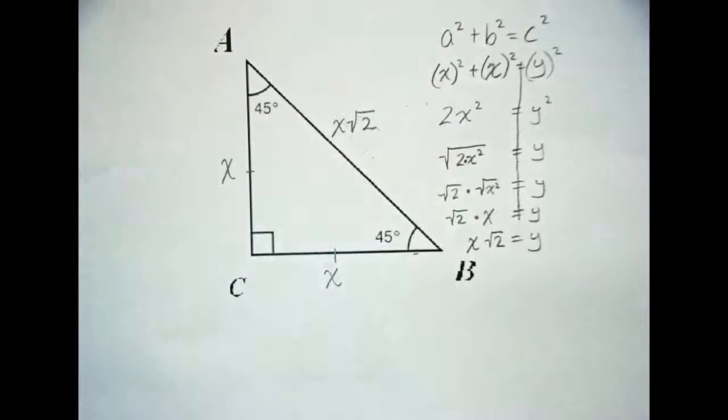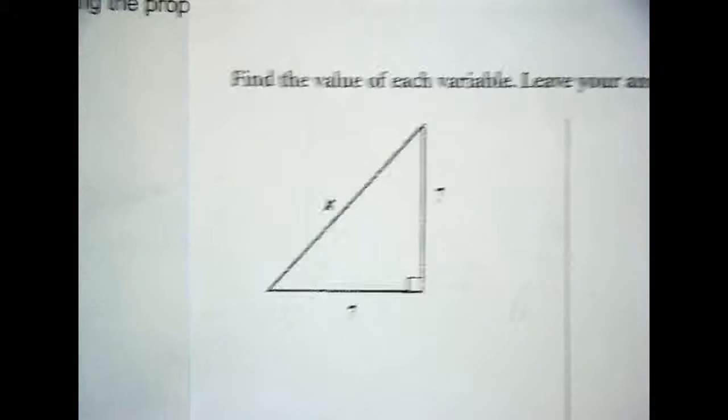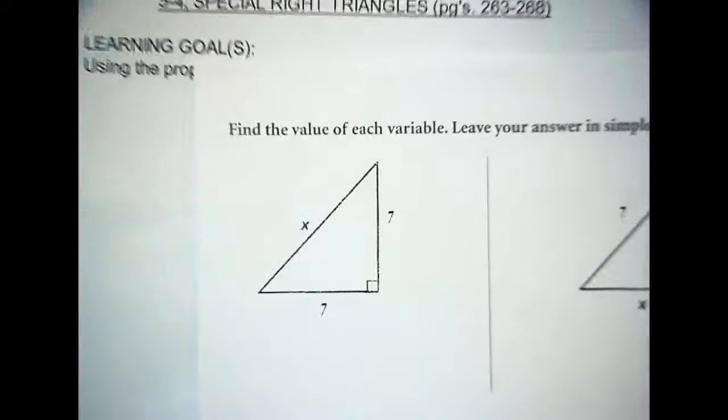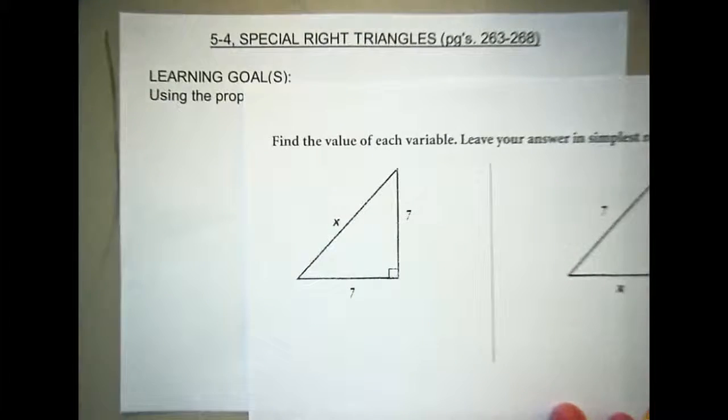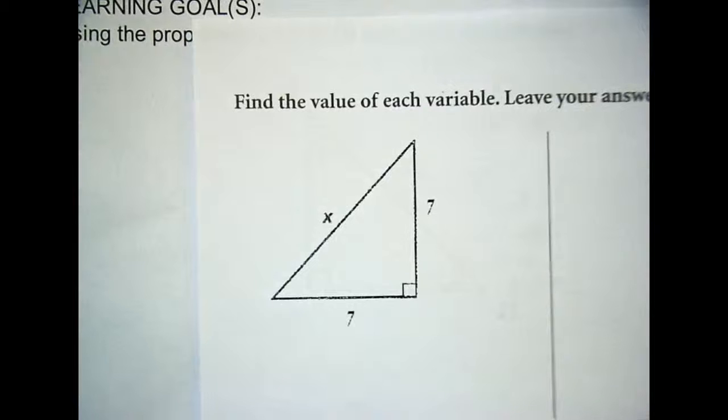Now think about the benefit there. Oh, go ahead, Bethany. So we would write it like that if it was asking a question like that? Well, the benefit of this now is if I give you a problem that looks something like this guy right here: find the value of each variable, leave your answer in simplest radical form. If I gave you that problem, I know that this is a 45, 45, 90.